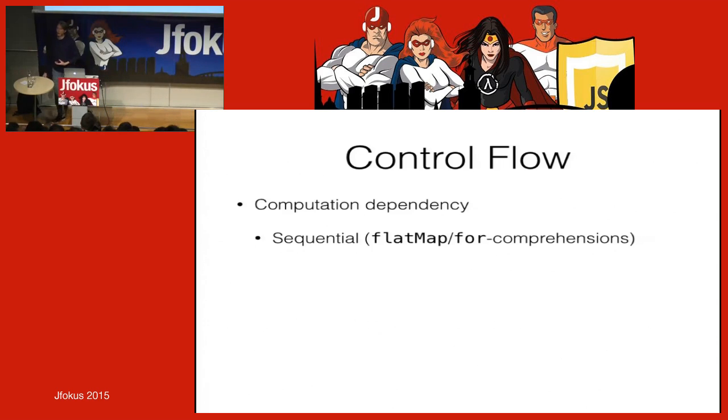Parallel control flow is where you get concurrency, right? Because you can't really have much concurrency if you have to wait for this computation to finish before you move on and do the next computation, right? You have to have that fork. And this you get with zip.